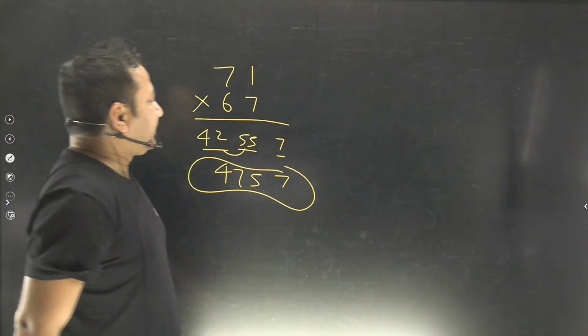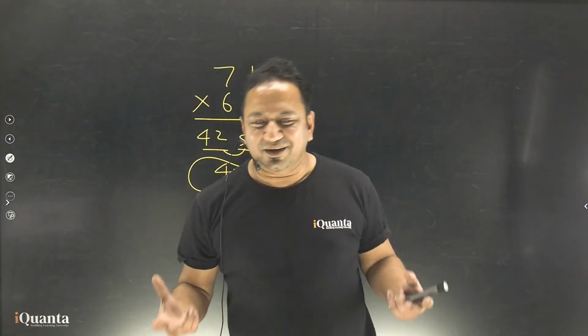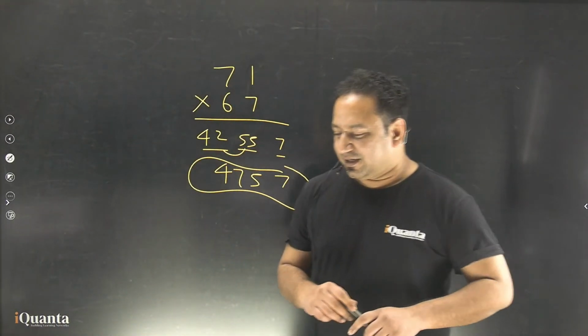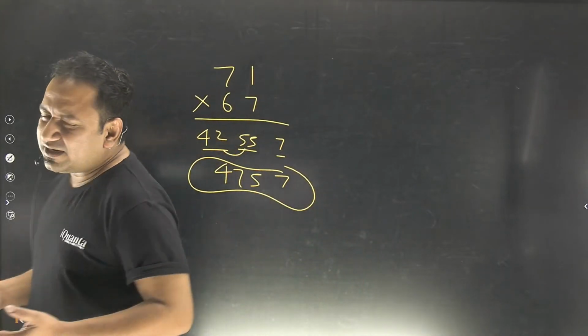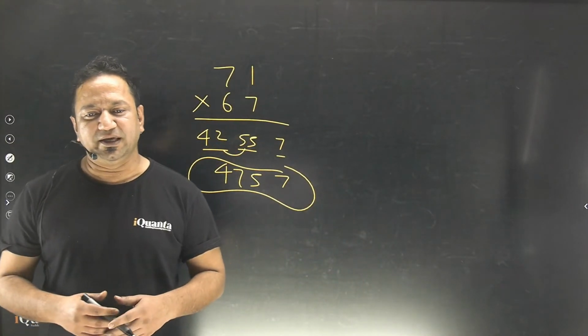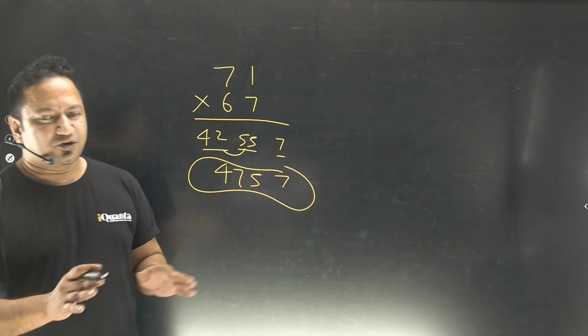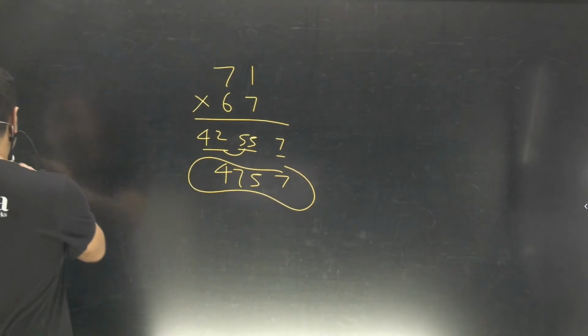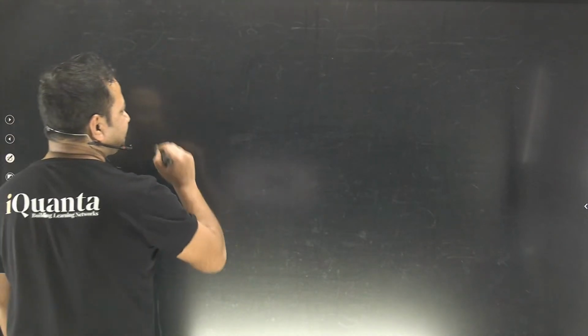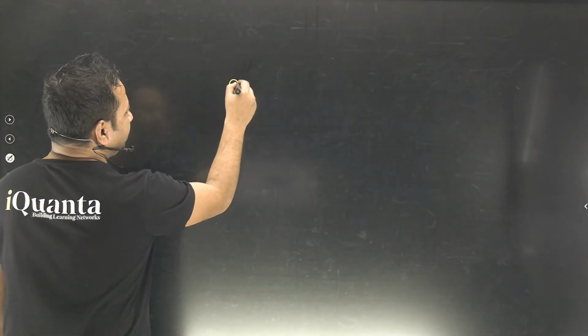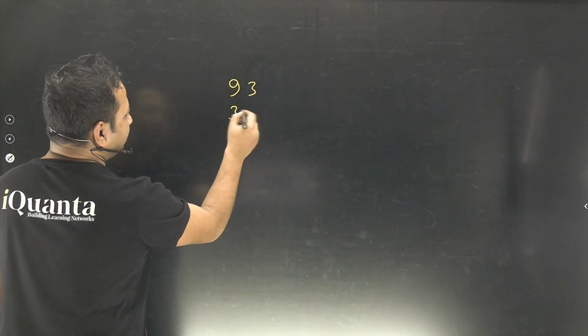And there will be a time when you won't even require a pen and paper. Trust me. If you do this for, let's say, the next 30 to 40 days, automatically this will be in your mind and you will do it without even using your pen and paper. One more. 93 and 39.